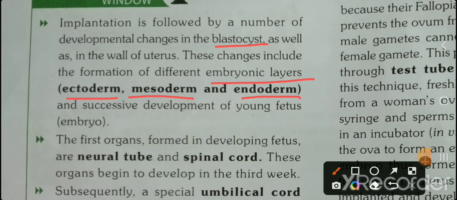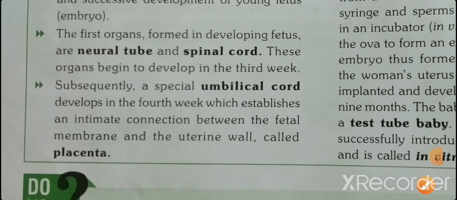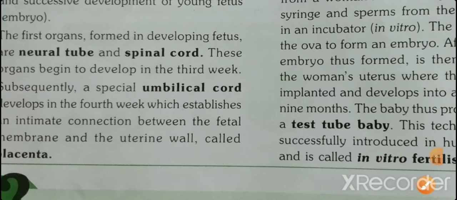Okay, the first organs developing in the fetus are the neural tube and the spinal cord, and these organs begin to develop in the 3rd week. As we see in the umbilical cord, that will develop by the 4th week. So in the 3rd week the neural tube and spinal cord will develop, and in the 4th week the umbilical cord will develop. Okay, so this is very much needed, because this only helps the connection between the mother and the baby.